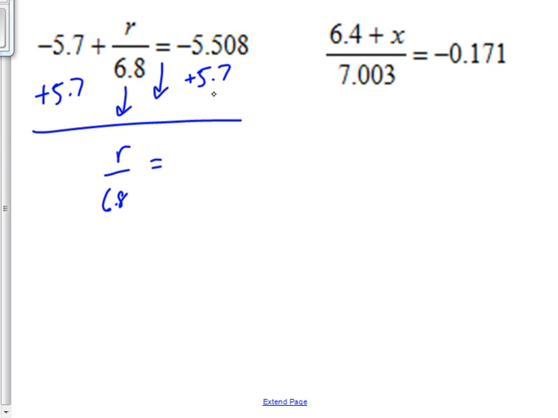Okay, now I have 5.7, I owe 5.5, so I have more. So I'm going to do 5.7 minus 5.508. So what I'm going to have left is 0.192. All right, and then we got to undo the division by multiplying by 6.8 on both sides. Okay, so I'm left with r is equal to 0.192 times 6.8 is 1.